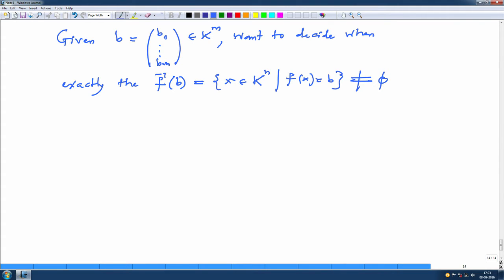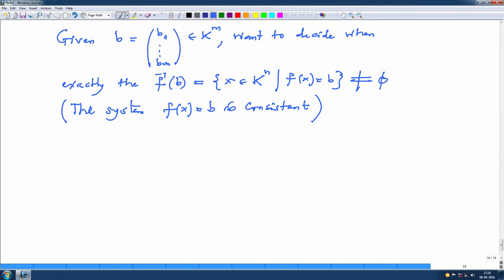In the language of systems of linear equations, this means the system f x equal to b is consistent. That is equivalent to saying the fiber is non-empty. You see, it is also very neat and we have to write much less. The writing is less and the confusion is also less. So, we want to decide that.